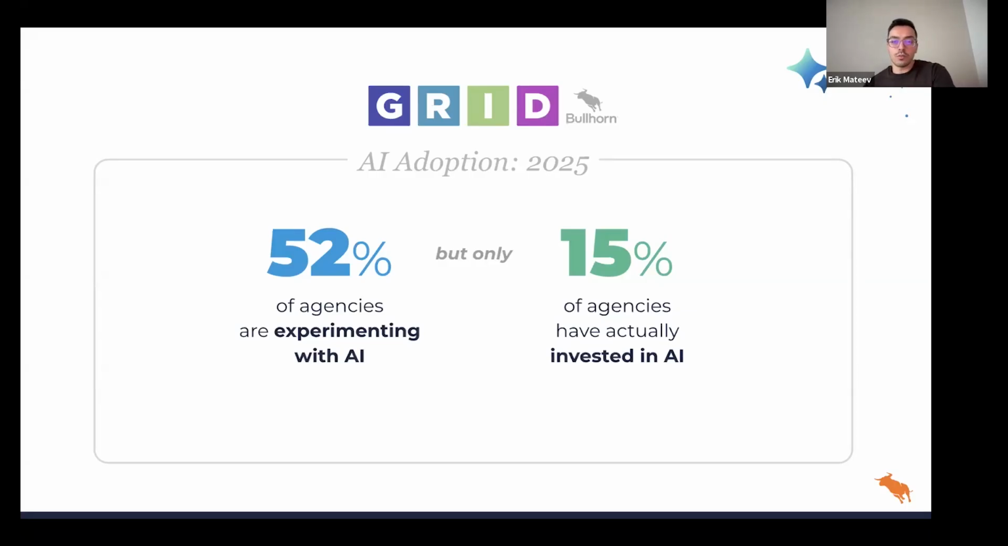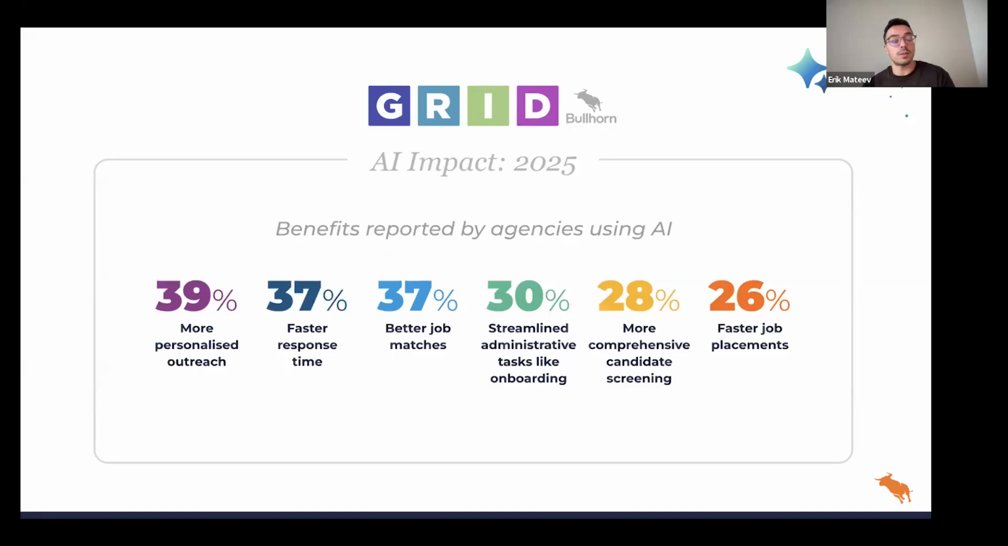Because the early adopters of these technologies, the agencies that have invested in AI, they're already seeing early signs of success. Their communication is more personalized. They are matching better candidates to jobs. The whole recruitment process has been streamlined, and even the screening has become more comprehensive than it was before. And they're making placements quicker, which in the current market is exactly where you want to be.